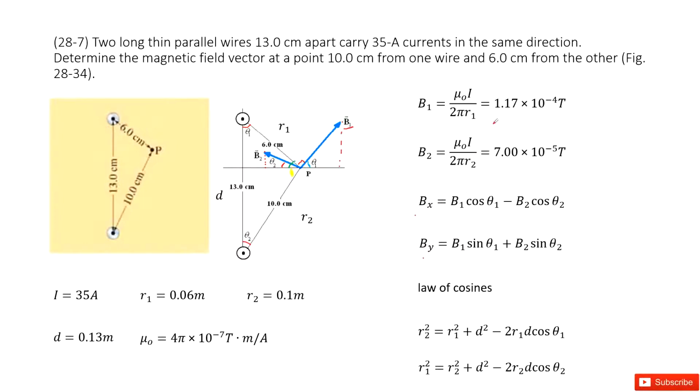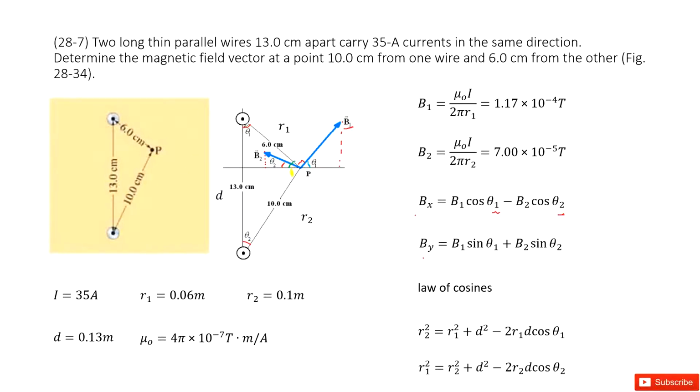Now you can see the B1 and B2 magnitudes are obtained. So how can you calculate Bx and By? Looks like you must know theta 1 and theta 2, right? How can you do that? You can see you have this triangle. The side lengths R1, R2, D are given. Can you find theta 1 and theta 2? Yes. This just uses the law of cosines, right?